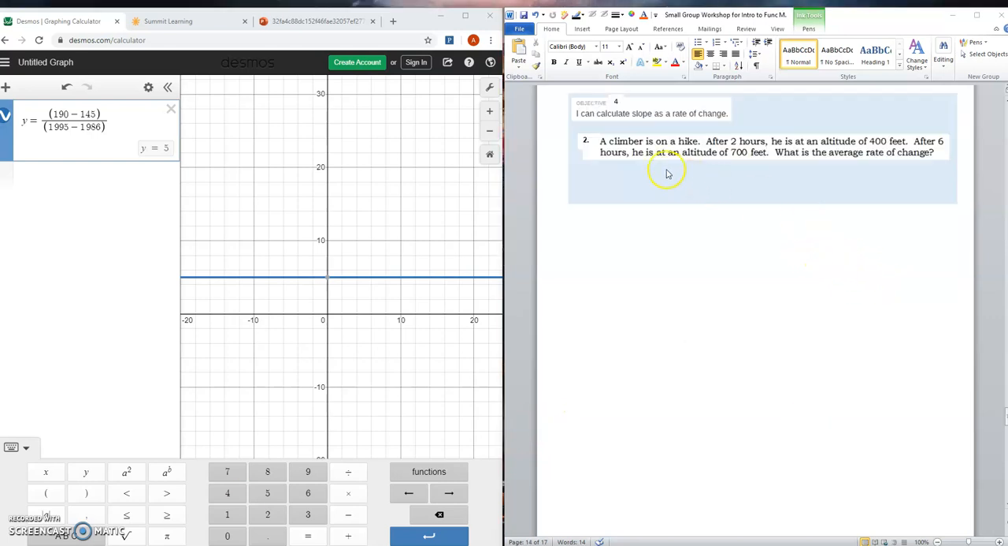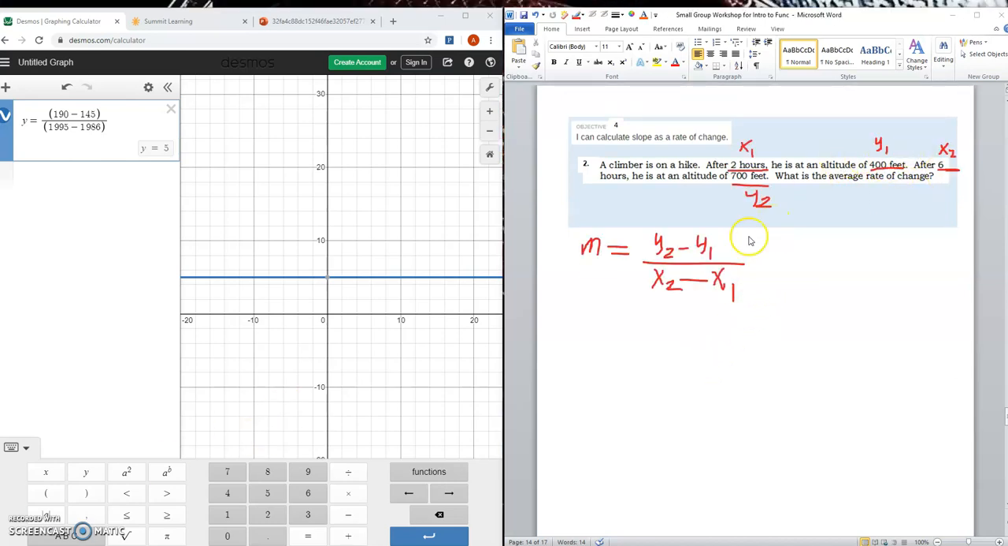Example number 2, a climber is on a hike. After 2 hours, he's at an altitude of 400 feet. After 6 hours, he's at an altitude of 700 feet. What is the average rate of change? Again, hours or time is independent, which means that this is your X value. Dependent is your Y value. So we're going to label them.